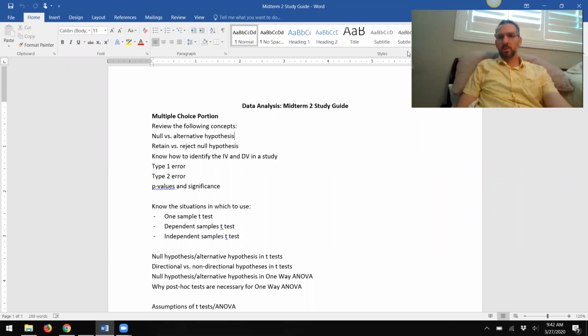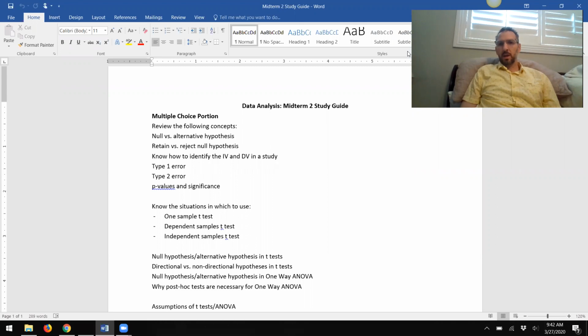The Midterm 2 covers the t-tests as well as the one-way ANOVA. The focus of this midterm is on the content since the last exam, but there is some material that was covered in the first portion of the class that is going to continue to come up. So again, I wouldn't call it cumulative, but there are some cumulative ideas and concepts that will keep coming up. And so I'll start off with those.